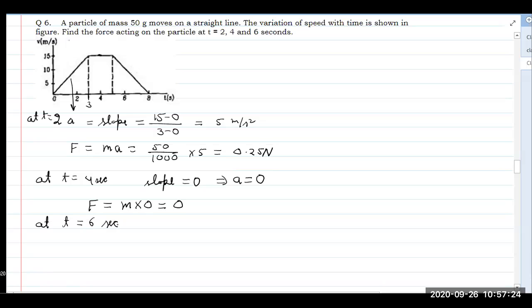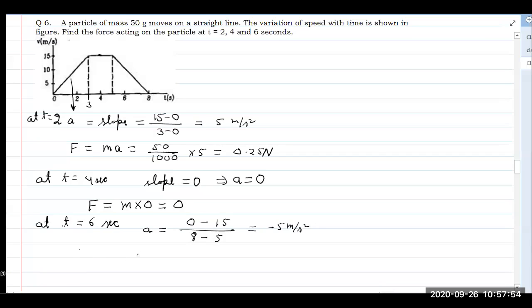6 seconds. At 6 seconds there is a negative slope. So that we can find. A is how much? The final velocity is 0, initial velocity is 15. And the final time is 8 and the initial time is 5. 8 minus 5. So that is coming minus 5 meter per second square.